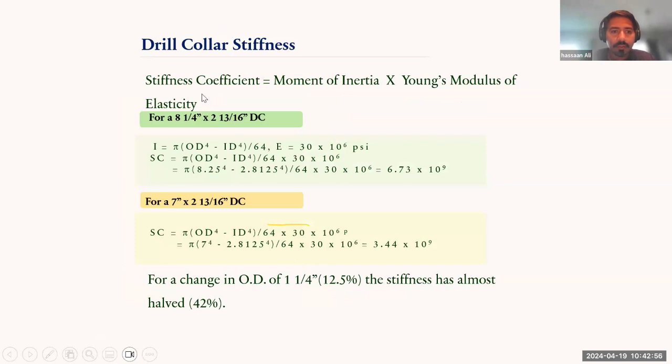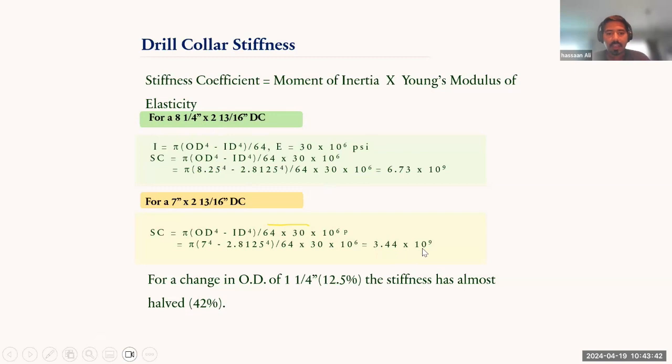It is doing a stiffness coefficient calculation of a drill collar which is 8 and a quarter inch in OD and 2 13/16 in terms of ID. Once you plug the OD into your moment of inertia formula, and E is the Young's modulus of the material, you will realize that the stiffness coefficient is 6.73 multiplied by 10 power 9. And if you do a similar calculation for a 7-inch drill collar, you will find that the stiffness coefficient is 3.44 multiplied by 10 power 9.